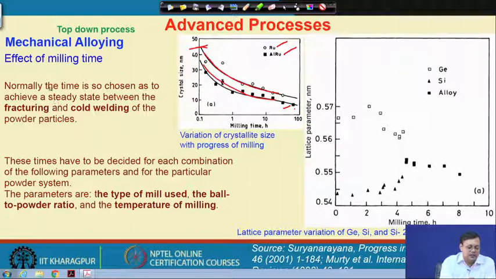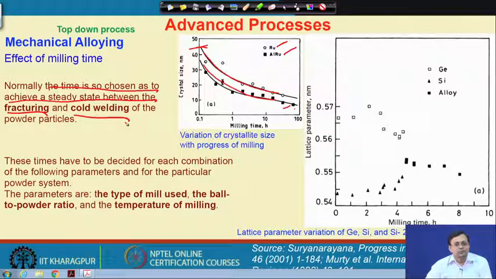So, normally the time is chosen so that it achieves a steady state between the fracturing process and the cold welding process. If we allow more and more time, then maybe it may get cold welded or maybe the fracture dominates, and it needs to create some optimized situation. So, these 2 processes should be at the same frequency level.